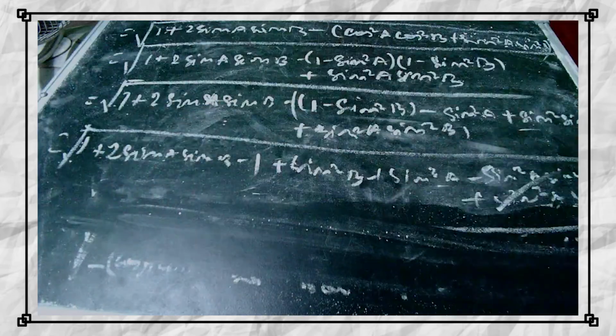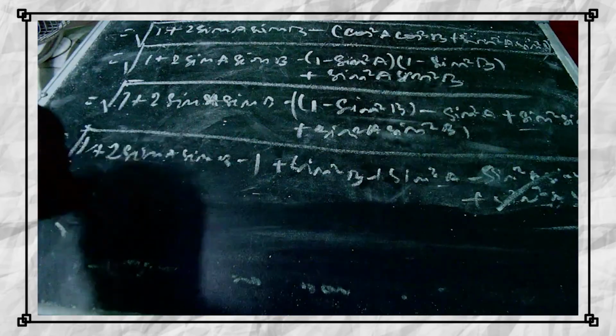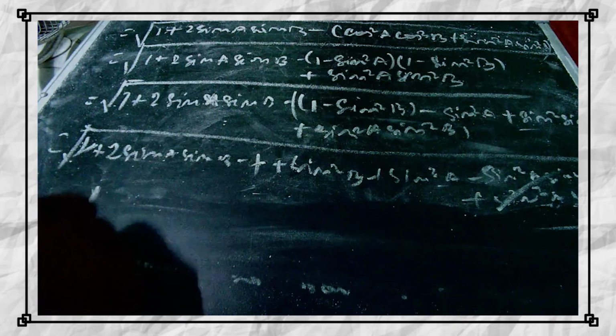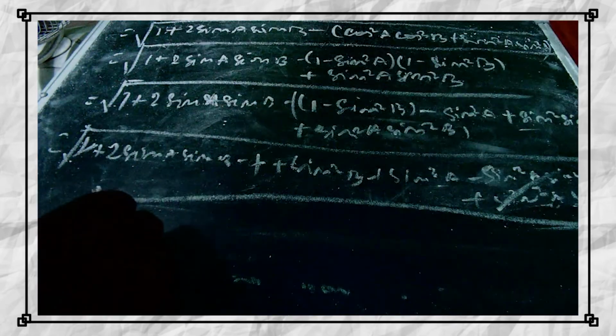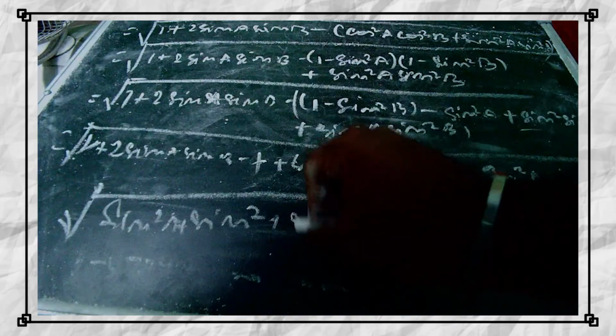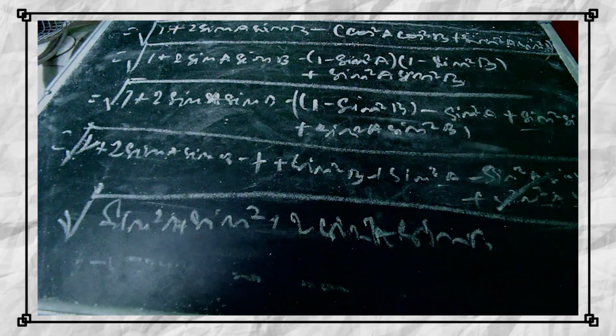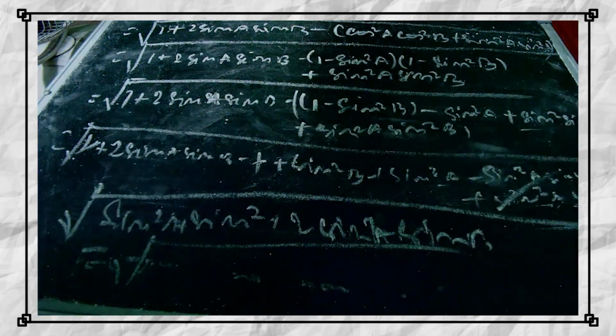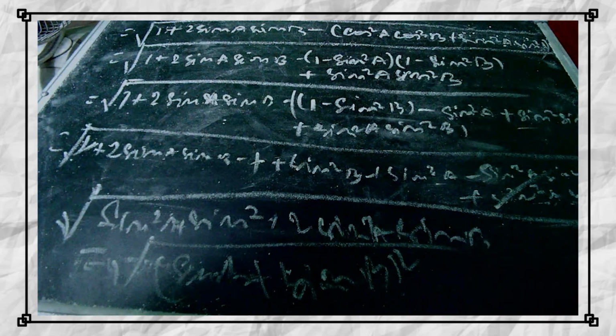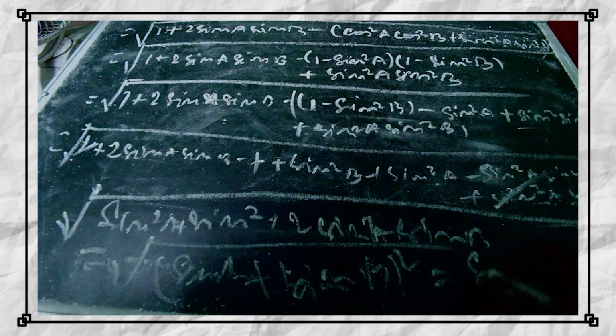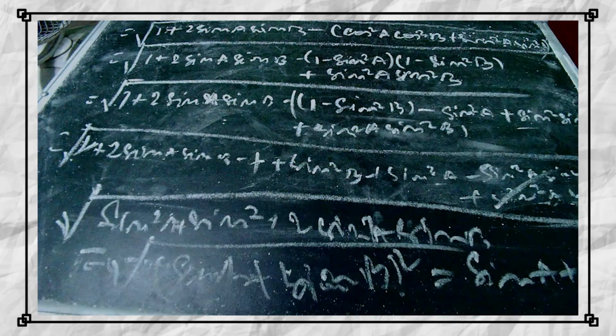So what we are left with is root under, and 1 and minus 1 get cancelled. So we are left with root under sin square A plus sin square B plus 2 sin A sin B. So this will be root under sin A plus sin B whole square, which will be sin A plus sin B. So this was the derivation of the formula sin C plus sin D equals to 2 sin C plus D by 2 into cos C minus D by 2.